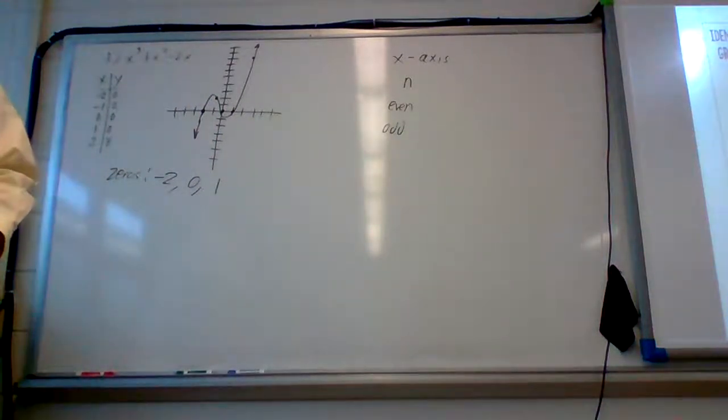Let's look at our next equation. We've got negative x to the 4th plus 4x to the 3rd minus 2x squared minus 4x plus 3.